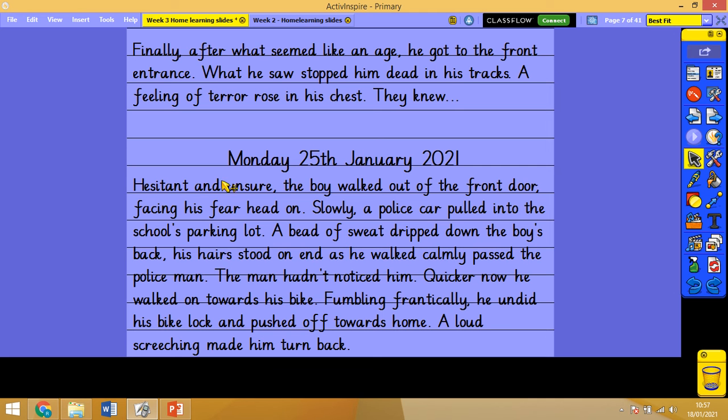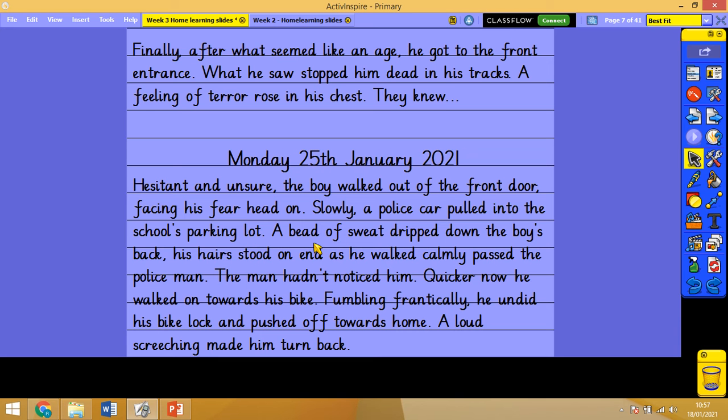So I've started with an ED opener. Now I know it's not ED, but it is emotions, it is feelings, which is what that kind of opener is. So hesitant and unsure, the boy walked out of the front door, facing his fear head on. We still don't know what his fear is. Slowly, a police car pulled into the school's parking lot. I've called it parking lot because it's clearly America.